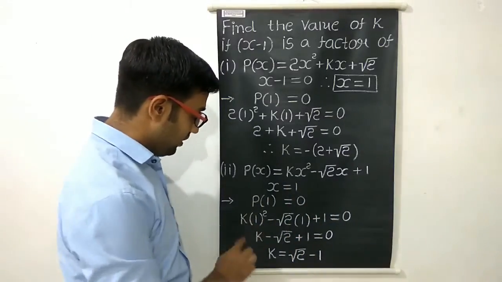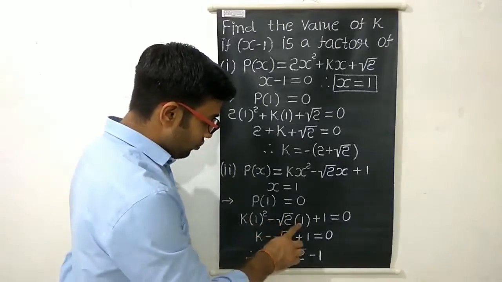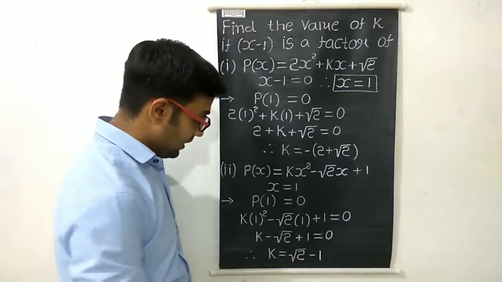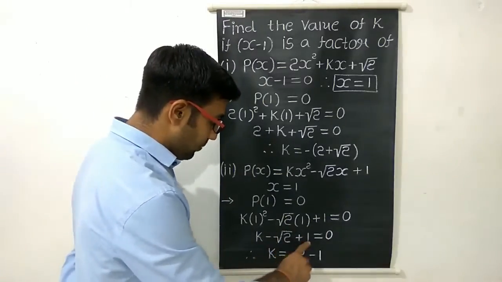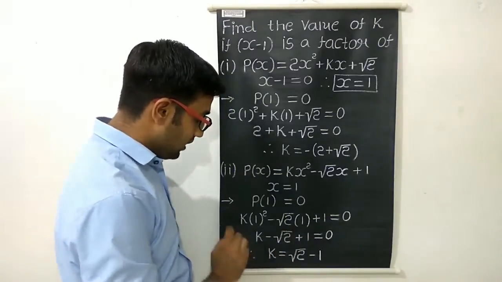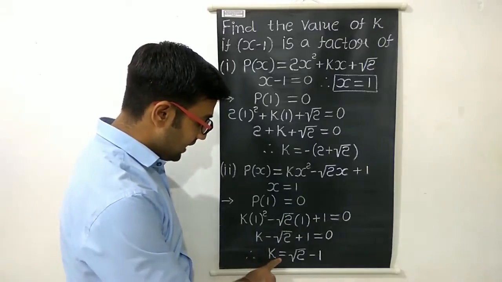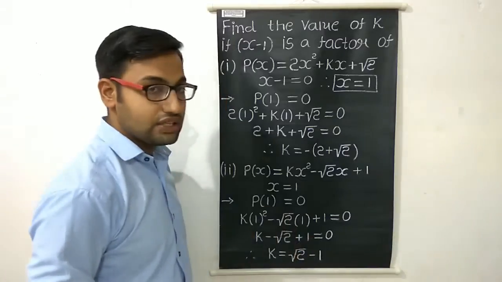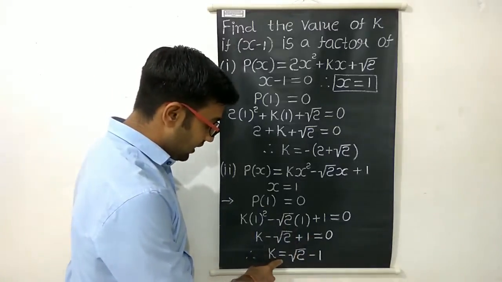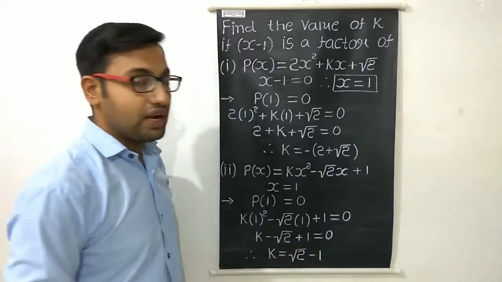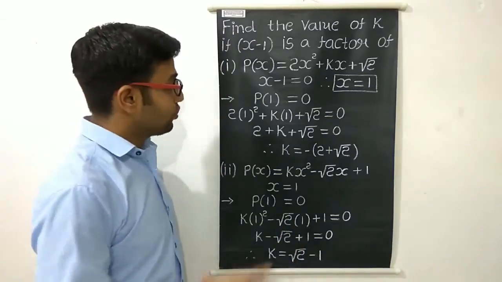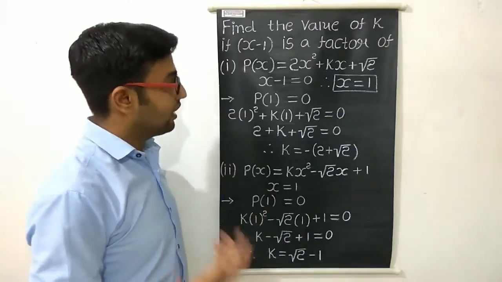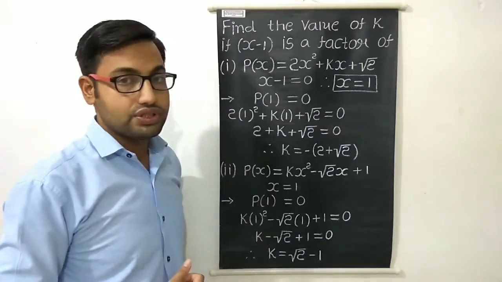So 1 square is 1, k into 1 is k. Root 2 into 1 is root 2, plus 1 is equal to 0. Now by taking this minus root 2 and plus 1 to the right hand side, we will get the value of k. Therefore, k is equal to root 2 becomes plus, 1 becomes minus 1. So the value of k we get here is root 2 minus 1. Okay, so in this way, by using the factor theorem, we can solve this type of question.